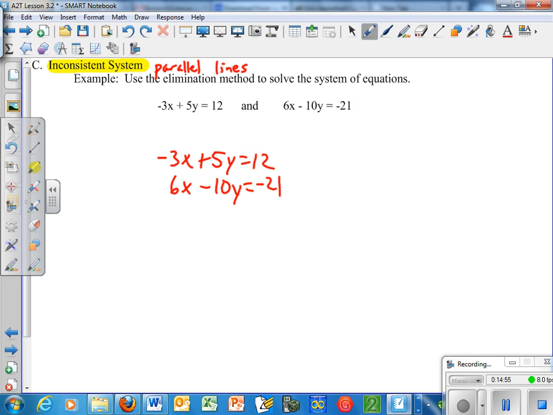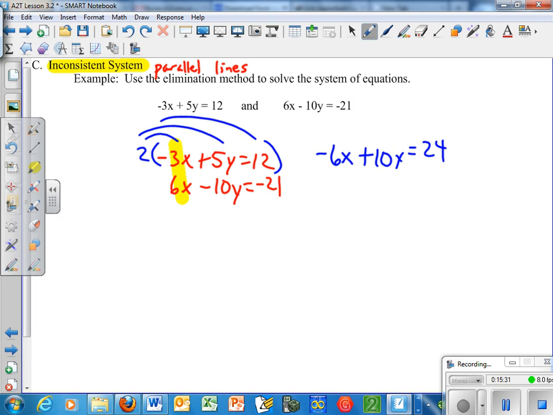So I can't eliminate to start with because I don't have opposite coefficients of the same number, okay? But if I notice on my x's right here, I have negative 3x and 6x. So what I'm going to do is I'm going to multiply this top one by 2 because 3 goes into 6 twice. And I don't have to multiply the second equation by anything. So that's going to give me negative 6x, I'll come over here and do it, plus 10y is equal to 24. Again, we're taking 2 times everything, both sides of the equation. I don't have to multiply the second equation by anything, so I'm just going to rewrite that.